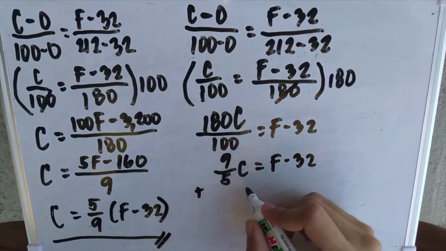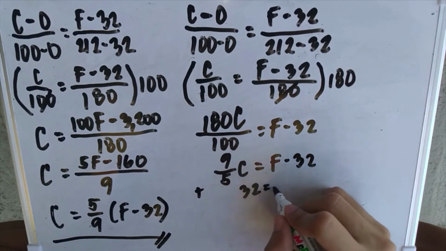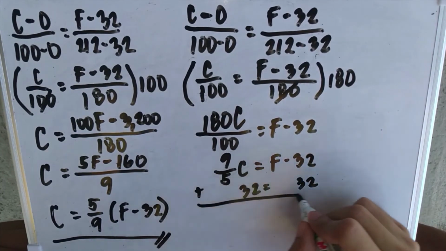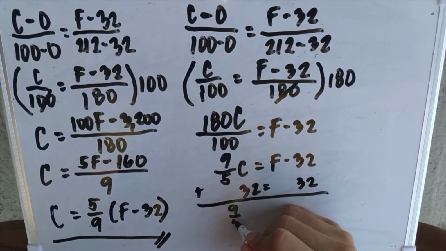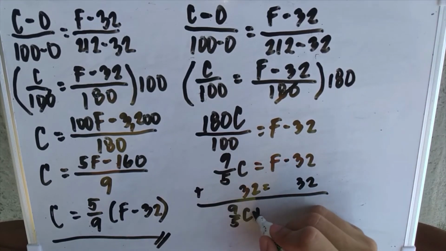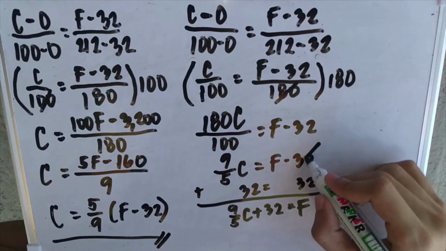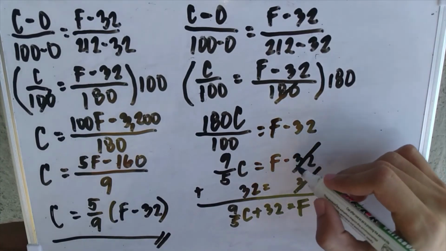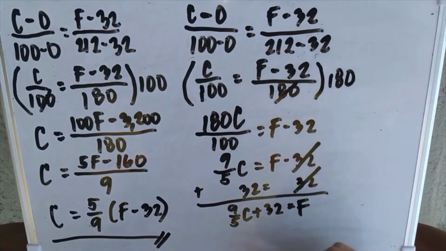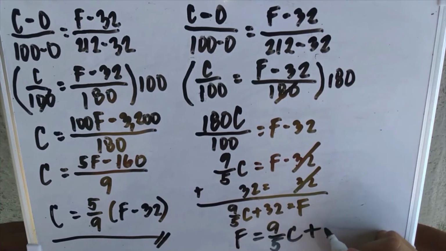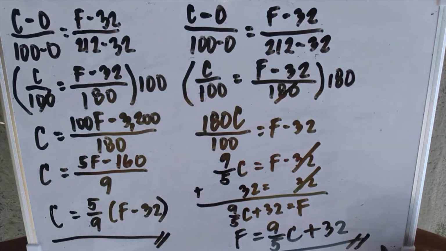Adding both sides by 32, we can get 9 over 5 C plus 32 equals F. And 32 was already cancelled out because adding with different signs. So rewriting this equation, our formula will now become F equals 9 over 5 C plus 32. So that's our formula for Fahrenheit.